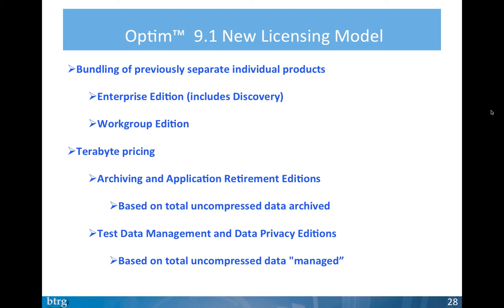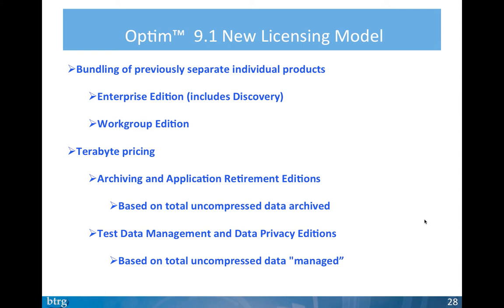It bundles what were previously separate individual products. These are named the Enterprise Edition and the Workgroup Edition. Workgroup Edition tends to be focused on customers who do not already have Optum and who have a limited amount of data, under 6 terabytes, that they want to work with in the solution they've chosen. So most customers on this call would probably be interested in the Enterprise Edition. The Enterprise Edition adds discovery as an additional bundled feature, but there are additional bundlings for all of the solutions. For example, the test data management bundle now also bundles data privacy with it.